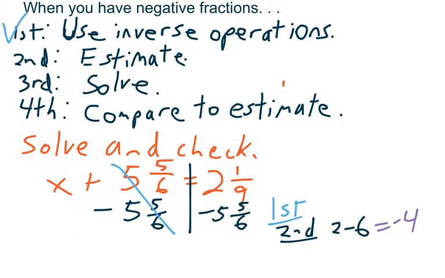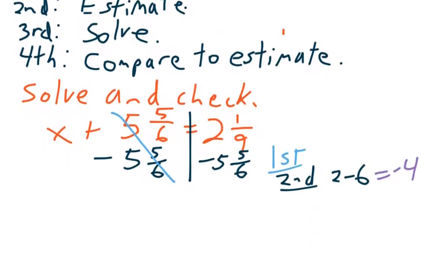Alright, well now my third step, I'm just going to solve. So I'm going to do 5 5/6 minus 2 1/9. Notice I took the bigger number, put it on top. I'm subtracting the smaller number from it. That's absolute value, of course. You just ignore the negative when you think bigger and smaller.